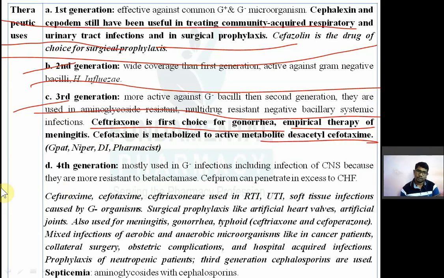Now fourth generation cephalosporins are mostly effective against gram negative infection, including infection of CNS, because of microorganisms which are resistant. So fourth generation cephalosporins are used for infection including CNS infection, because these fourth generation cephalosporins are resistant to beta lactamase.